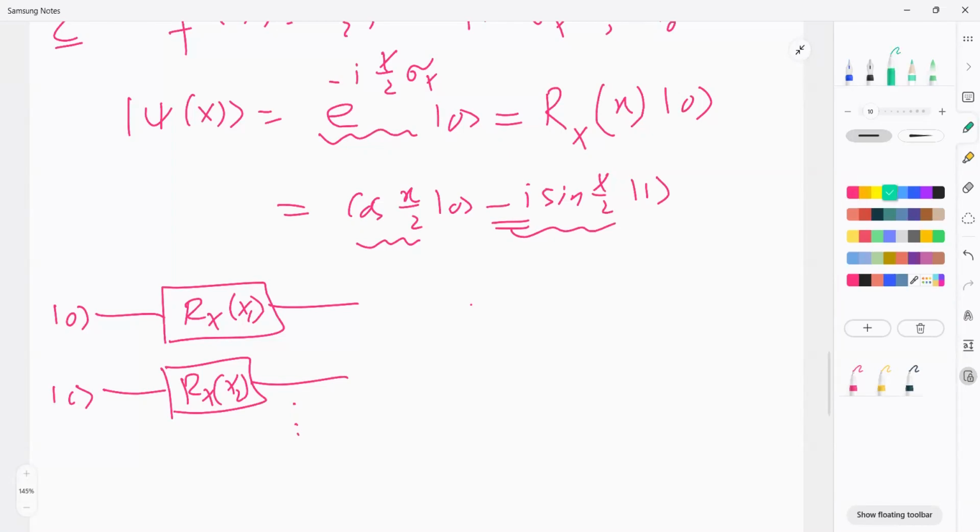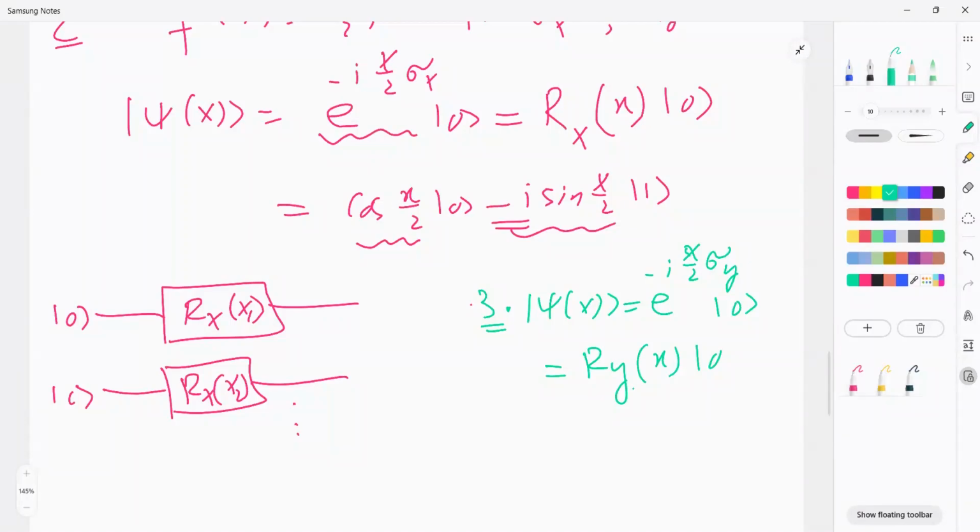Similarly, the angle encoding scheme can be reimagined as generated by a Hamiltonian sigma y applied to this initial state of 0, because this is equal to an ry by an angle x applied to this 0 state. So this is our usual amplitude encoding scheme.